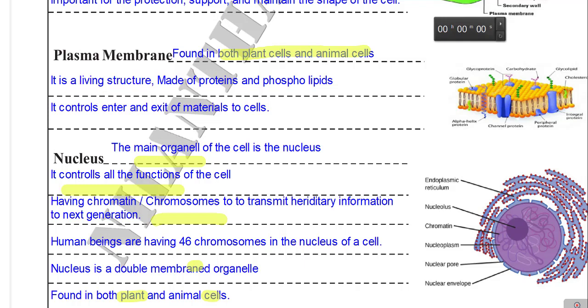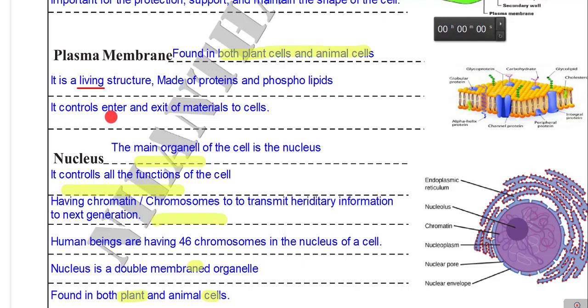It's a living structure. The cell wall is non-living. It is made of protein and phospholipid, right? Because they are asking, some proteins and lipids are there. We have studied that it's made of that. It's a living structure, right? We have to underline it's living. And the cell wall is non-living.